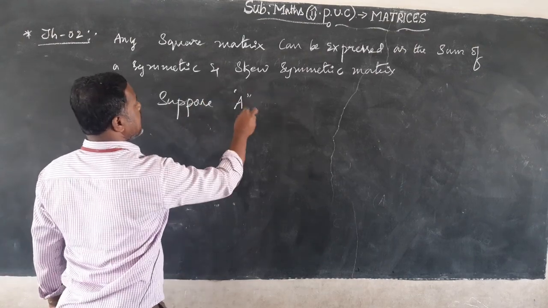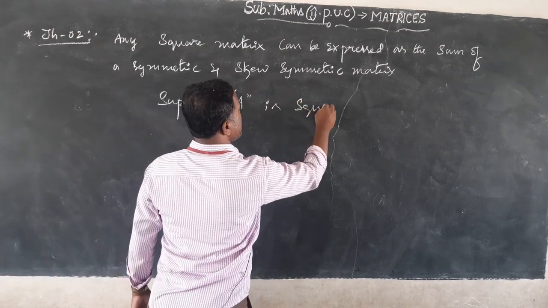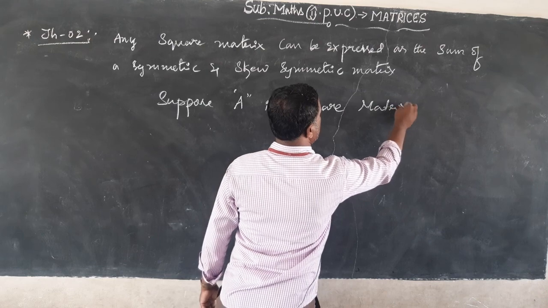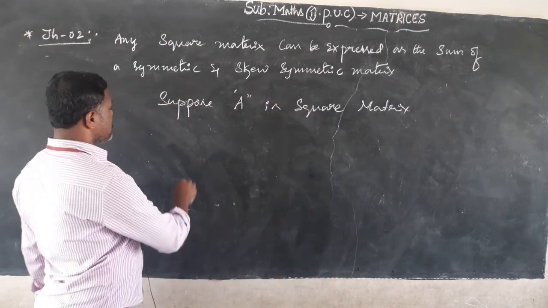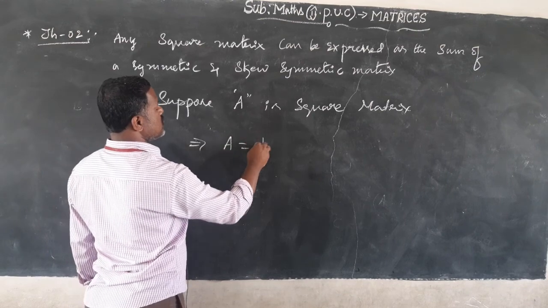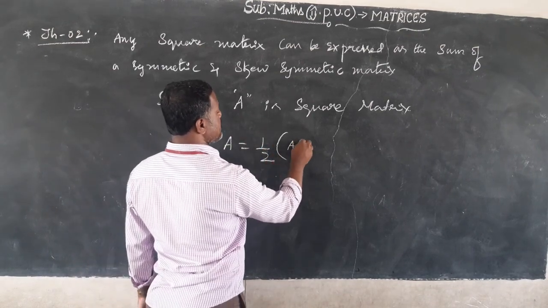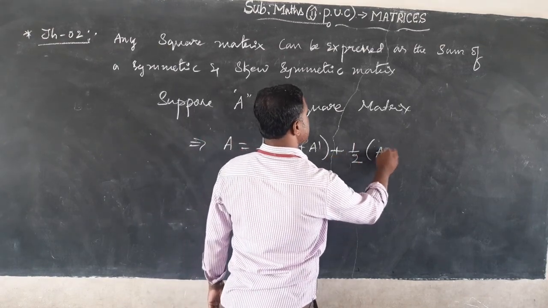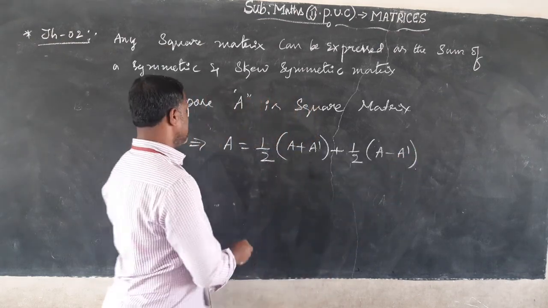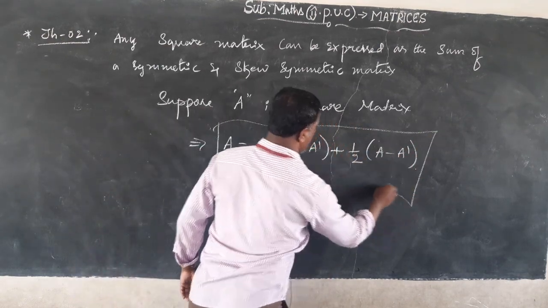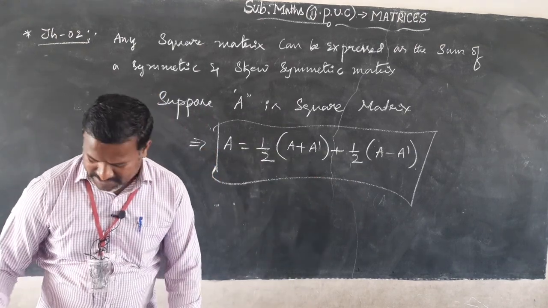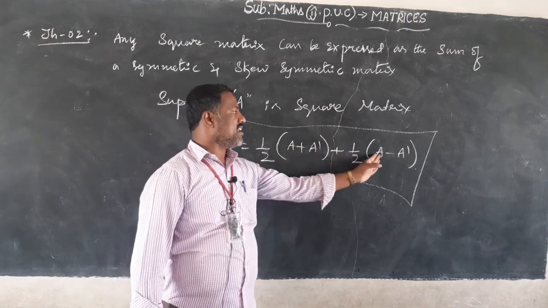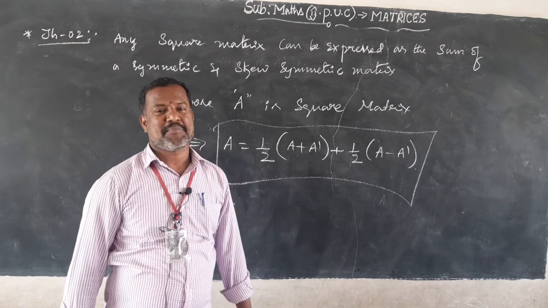Suppose A is a square matrix. If A is a square matrix, we can express this as A is equals to 1 by 2 (A plus A dash), close the bracket, plus 1 by 2 (A minus A dash), close the bracket. See children, this is a very important property we have to keep in our mind always. Here A plus A dash is a symmetric matrix, and A minus A dash is a skew symmetric matrix.